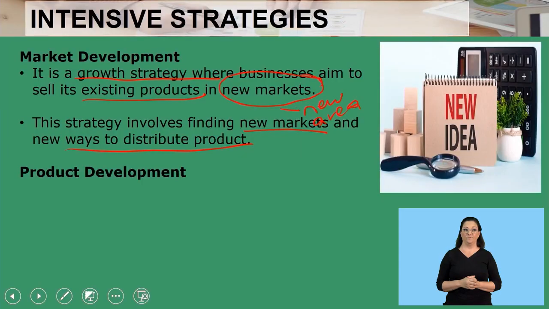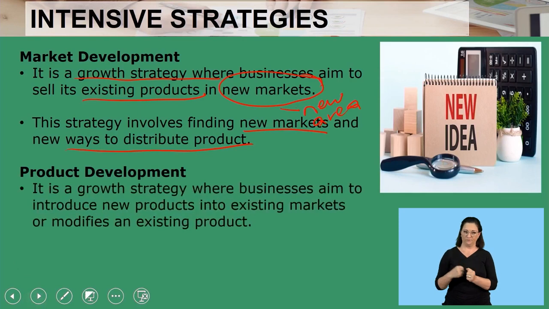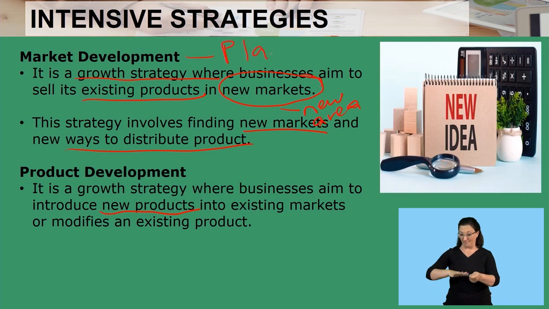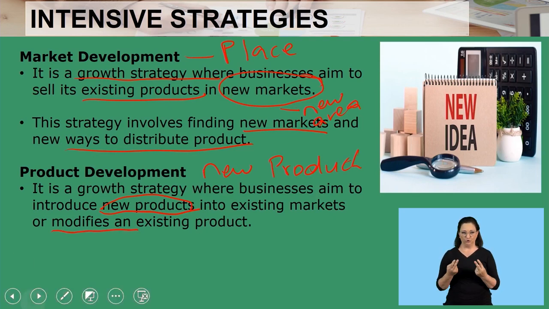So what does it mean here? It is also a growth strategy, but the business aims to introduce a new product here. Don't forget, the previous one was a new area or new place that had to do with what? With a place. Market had to do with a place, but product development, it has to do with what? With a new product. Don't forget that. Right, it is a growth strategy where a business aims to introduce new products into existing markets or modifies an existing product, or we change a bit this product.